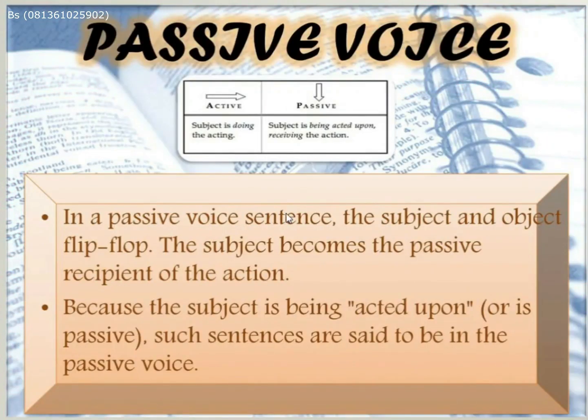The passive voice. In a passive voice sentence, the subject and the object flip-flop. The subject becomes the passive recipient of the action. In active, the subject is doing the action, but in passive, the subject is being acted upon, or receiving the action. Because the subject is being acted upon, such sentences are said to be in the passive voice.